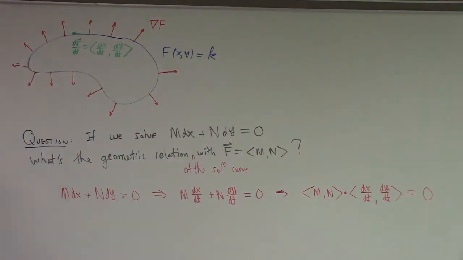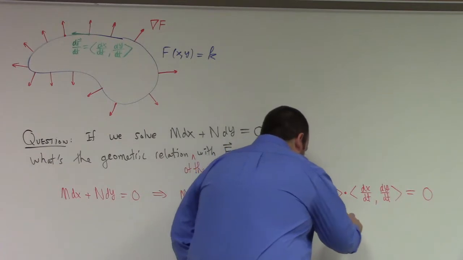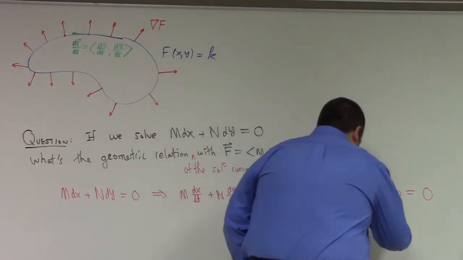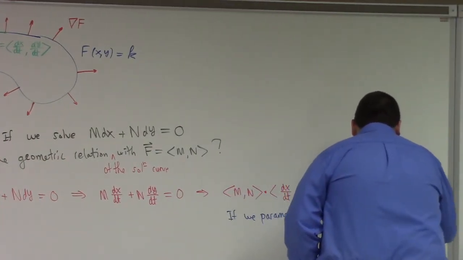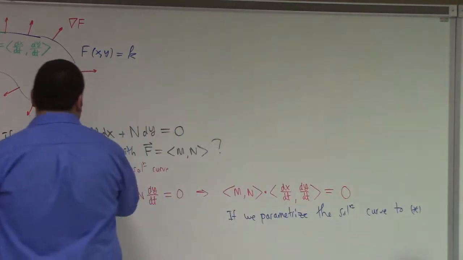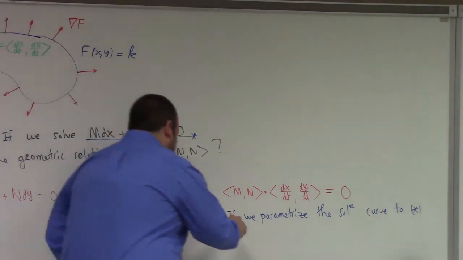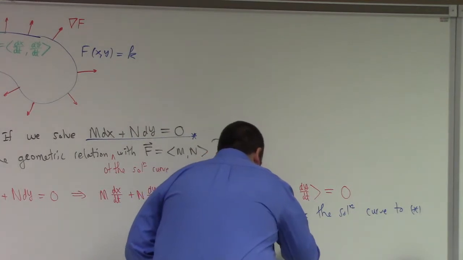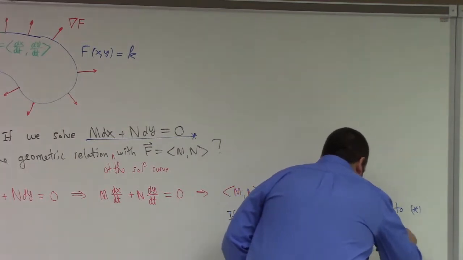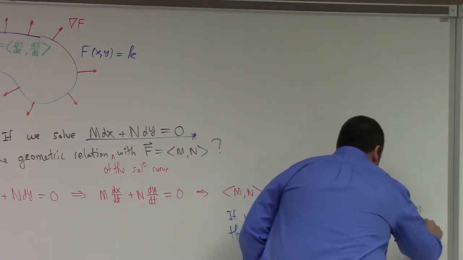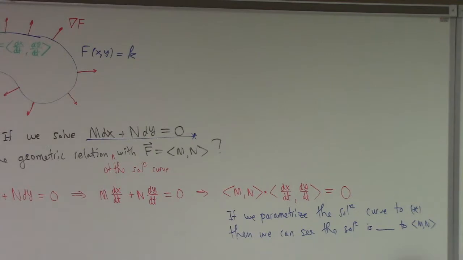Let me write a paragraph of what I'm trying to say here. So what I'm saying is, if we parameterize the solution curve to star, then we can see the solution is blank to m comma n. Parallel.